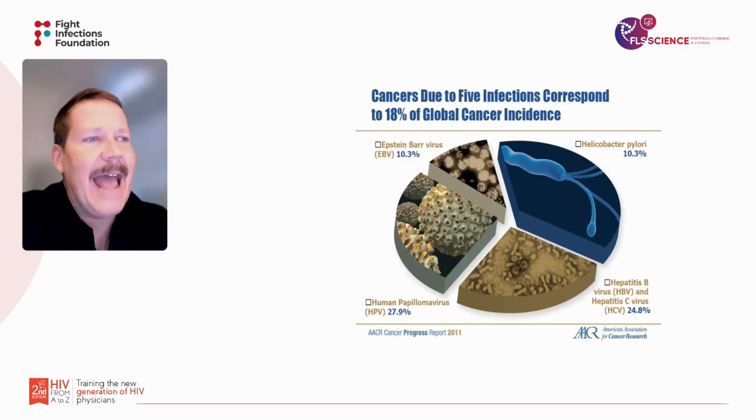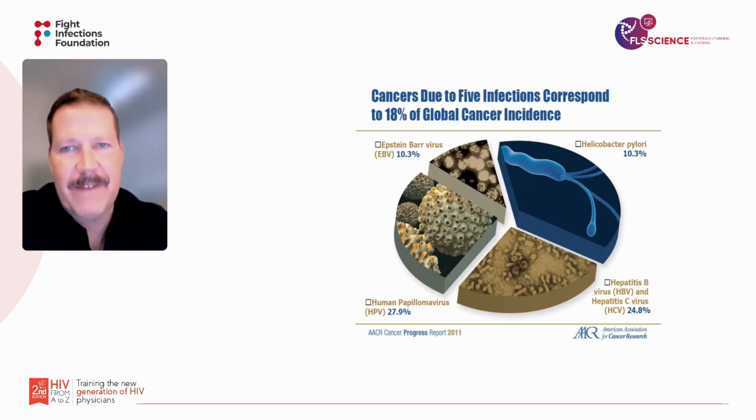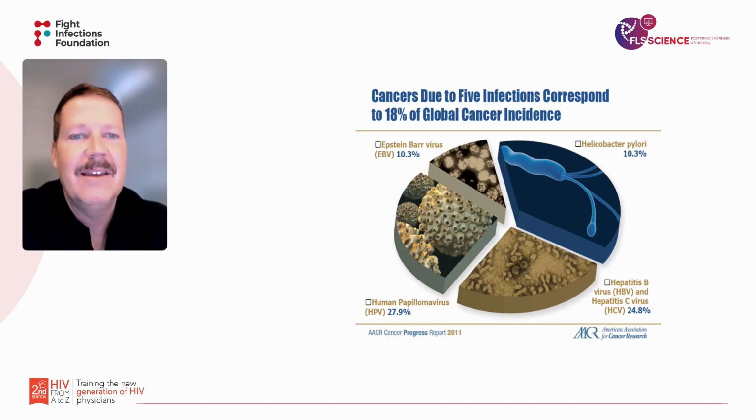Another way of looking at the important role of co-infections is that there's an estimate that roughly 20% of all cancers are related to just 5 infections, and that would be EBV, Helicobacter pylori, hepatitis B and C, and HPV. So focusing on these really is important and has the potential for us to have a big impact on global cancer incidence.